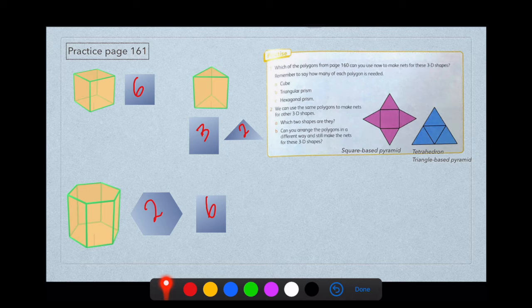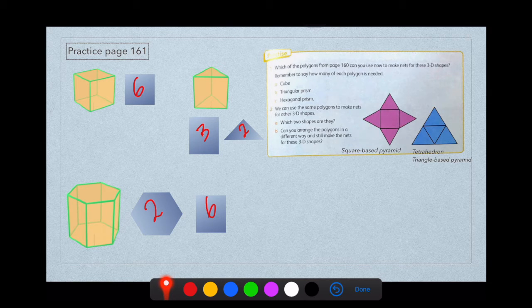Now, part B of the same question asks, can you arrange the polygons in a different way and still make the nets for these 3D shapes? It means somehow you come up with a different idea and sort these different parts of the nets in a different order, but as we close them, we're going to form the same 3D shapes. As for the first one, we're going to end up with a square-based pyramid, and the second one is going to end up with a tetrahedron.